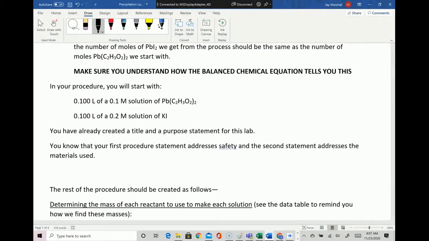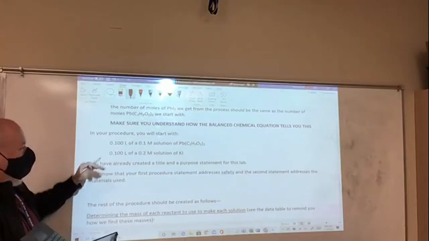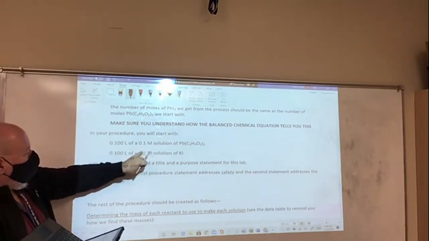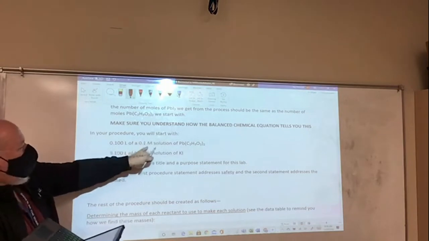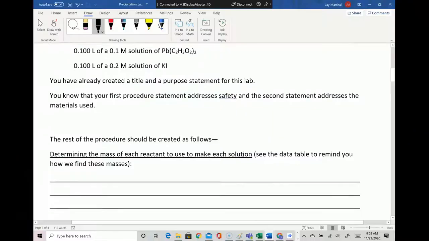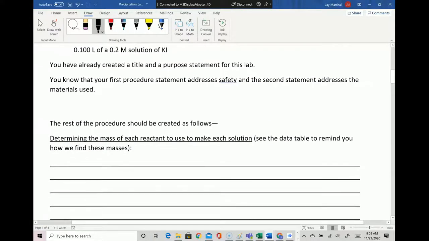Now, in your procedure, you're going to start with 0.1 molar lead acetate and 0.2 molar potassium iodide, and you're going to have 0.1 liters of both solutions. So you should be able to tell, since you have the same volume, that the amount of potassium iodide is twice the amount of the lead acetate. And I think we've already created a title and a purpose statement for this lab.